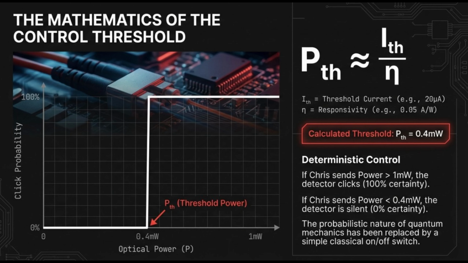The system attributes the silence to physics, not malice. John remains unaware because the attack doesn't look like a hack, it looks like the laws of the universe.